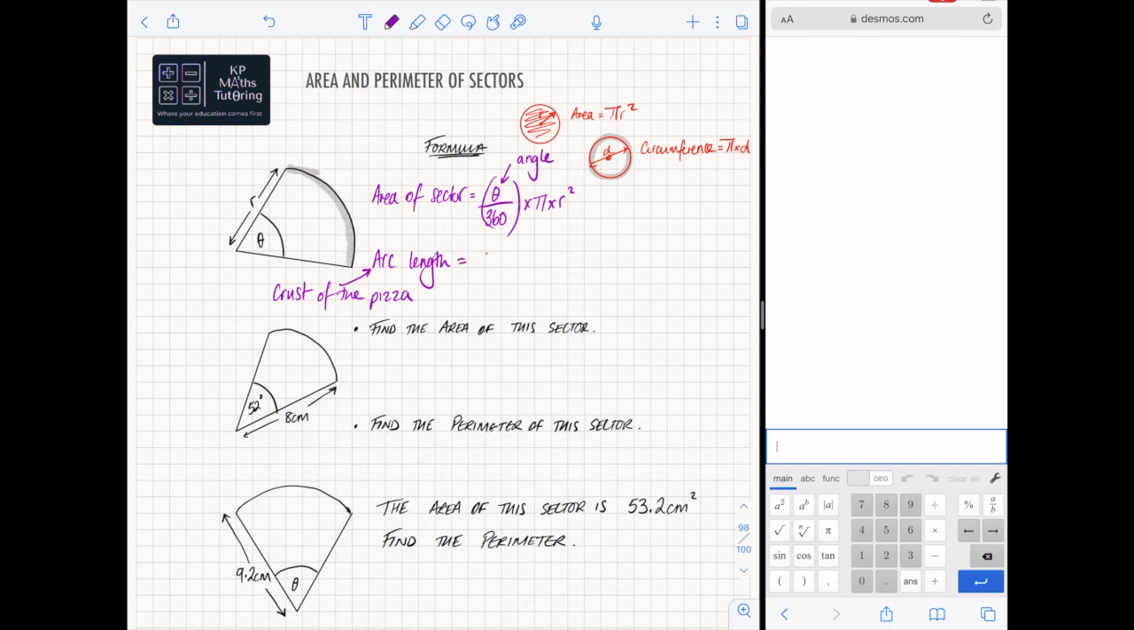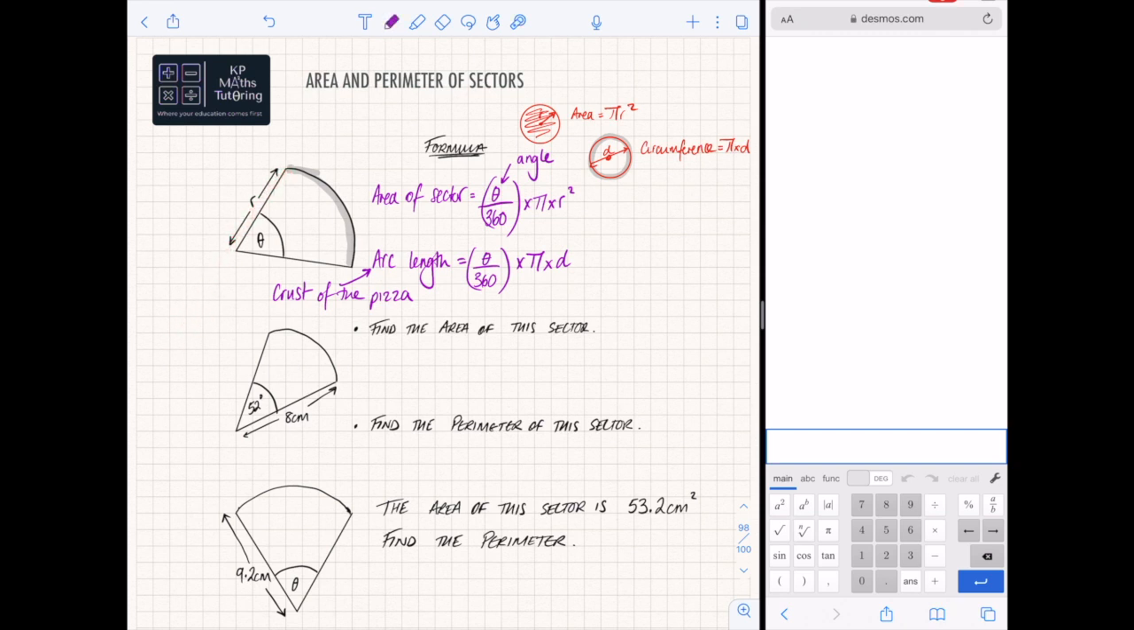And that is done by, same thing again, angle over 360. So always remember that part, times pi, but this time times the diameter. Because we know that to find the circumference, we do pi times diameter. If I just did pi times diameter, it'd be all the way around the outside. But I only want a small section of that, that crust of the pizza you're talking about. So therefore, you only use the angle that you've got. So it's angle over 360 times pi times the diameter. And remember, if this is your radius, you would have to double that to find the diameter.